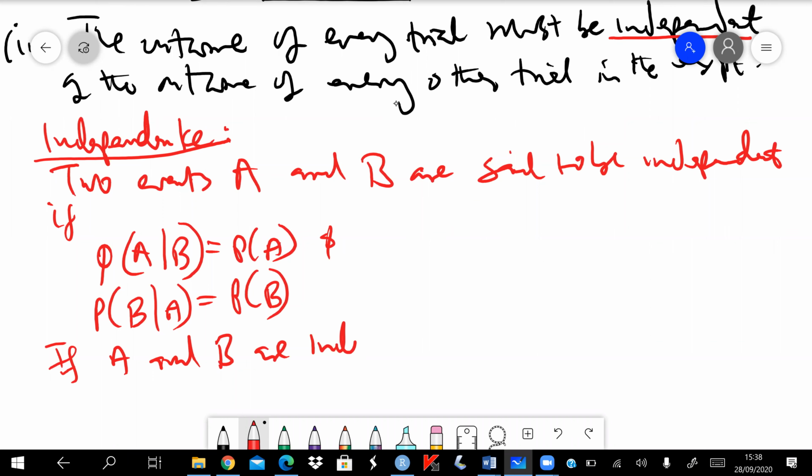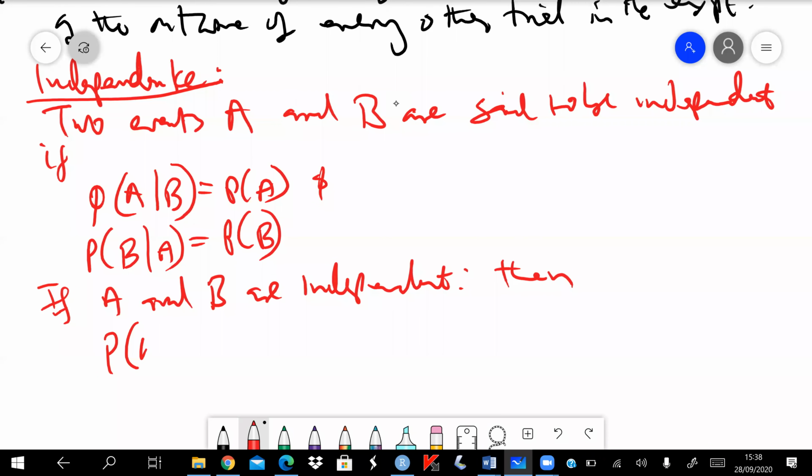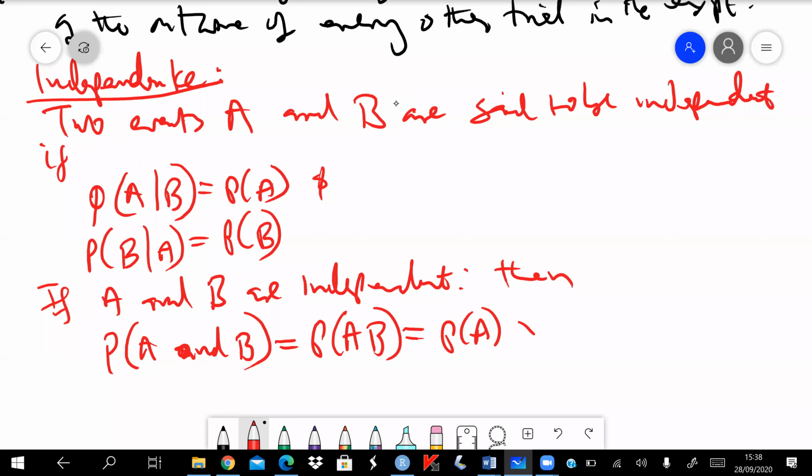Then we say that if A and B are independent, then the probability of both occurring, that is, the probability of A and B, which you can also write like this, is the same as the probability of A times the probability of B.